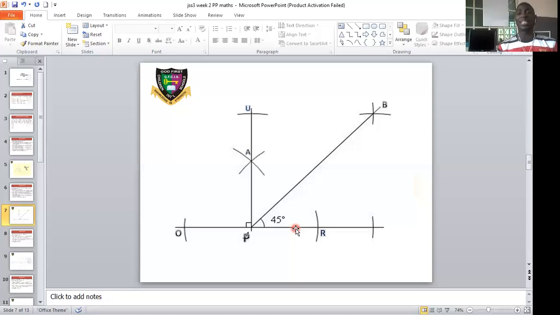I repeat and I say again, you have to practice it. Get your pencil, your ruler, your drawing sheet, your protractor, and your compass. You have to practice this. So we go to the next one.